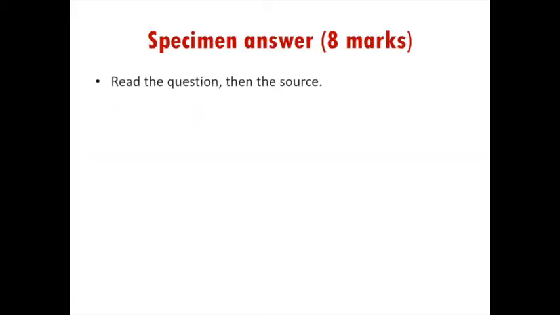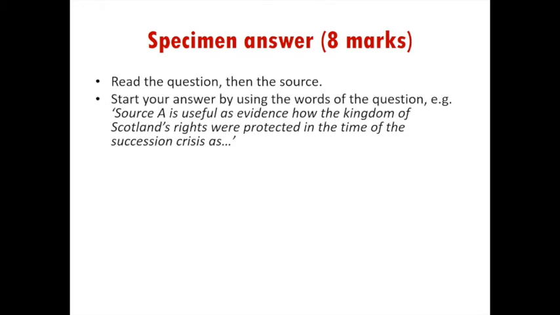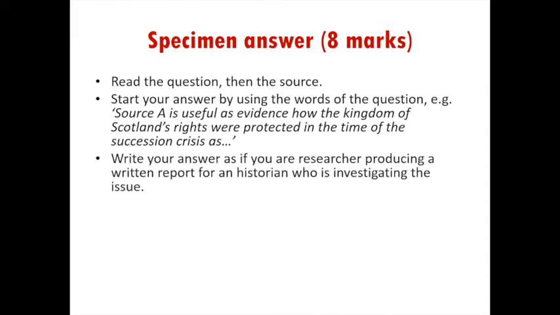Now in a specimen answer, when you approach it in an exam type question setting, my advice is always to read the question first so you understand what you're going to be doing, and then go into looking at the source. When you start your answer off, you'd always start by using the words of the question. For example, source is useful as evidence of how the Kingdom of Scotland's rights were protected in the time of the succession crisis as, and then you go on to break it down into the different elements we're going to learn about. You write your answer from the point of view as if you're a researcher producing a written report for an historian who's investigating the issue.